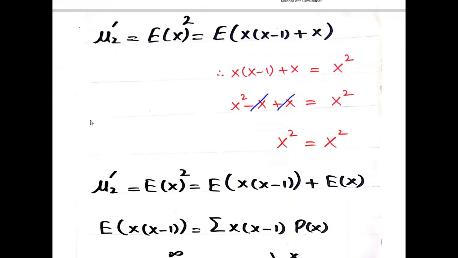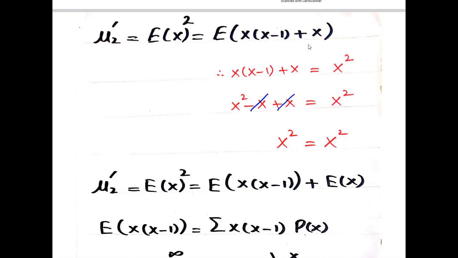Now we calculate the second raw moment or second moment about origin for the Poisson distribution. Mu 2 prime is equal to the expected value of x square. So for this x square, look at this written in red ballpoint: x into x minus 1 plus x. Multiply this x inside the bracket: x square minus x plus x. Cut this x with this x. So we have both sides equal, left hand side is equal to right hand side. So according to this, we write x square as x into x minus 1 plus x.